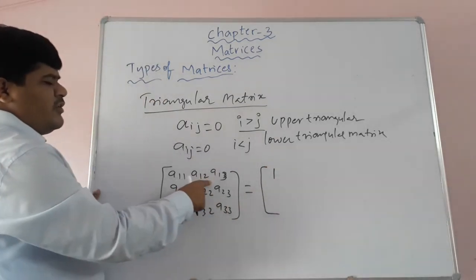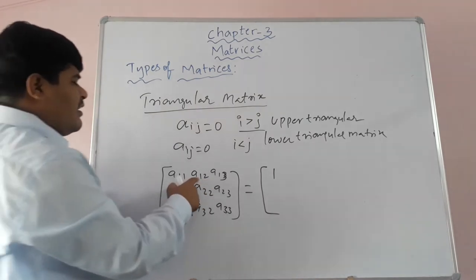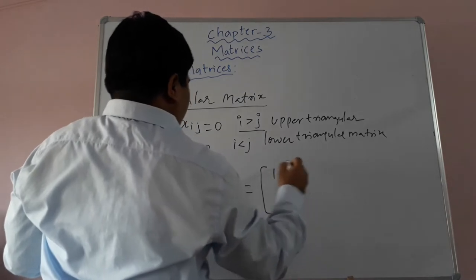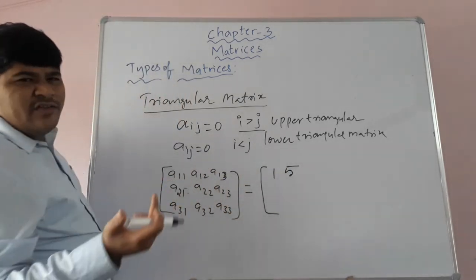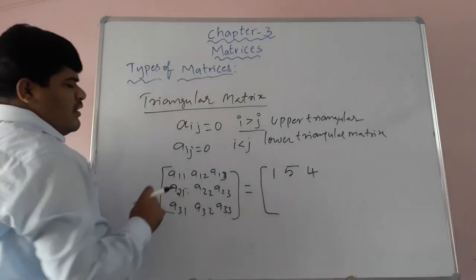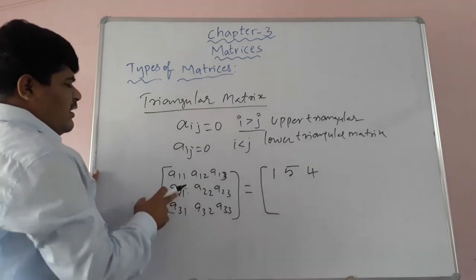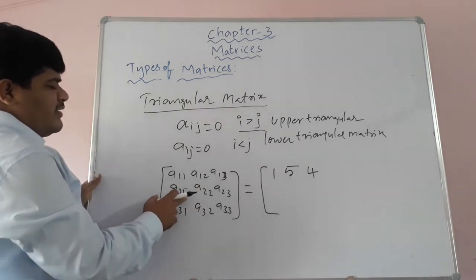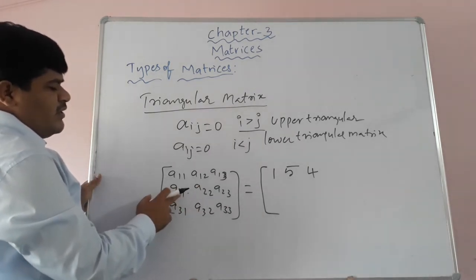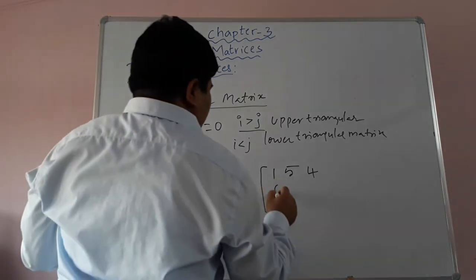A12, 1 2, children. 1 is not greater than 2, so this element is not 0. I am taking 5. A13, 1 is not even greater than 3, so it may be some non-zero number. Now A21. 2 is greater than 1, so this element must be 0.